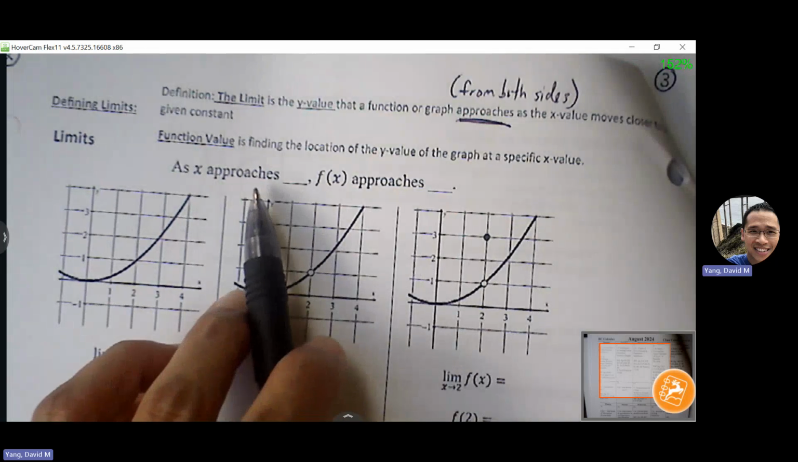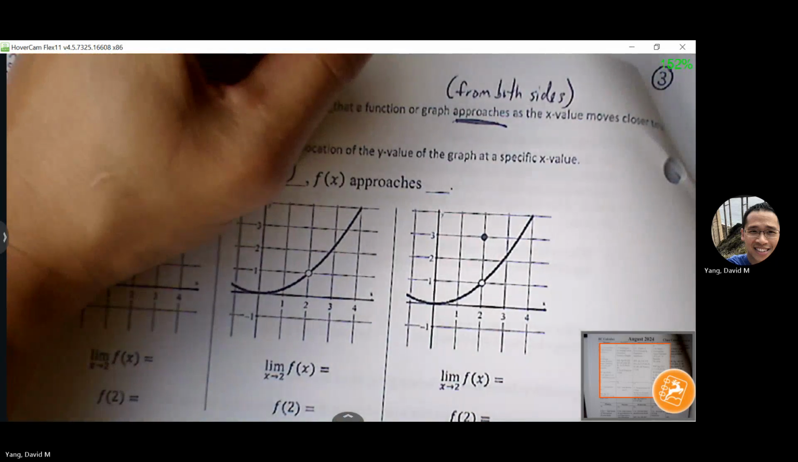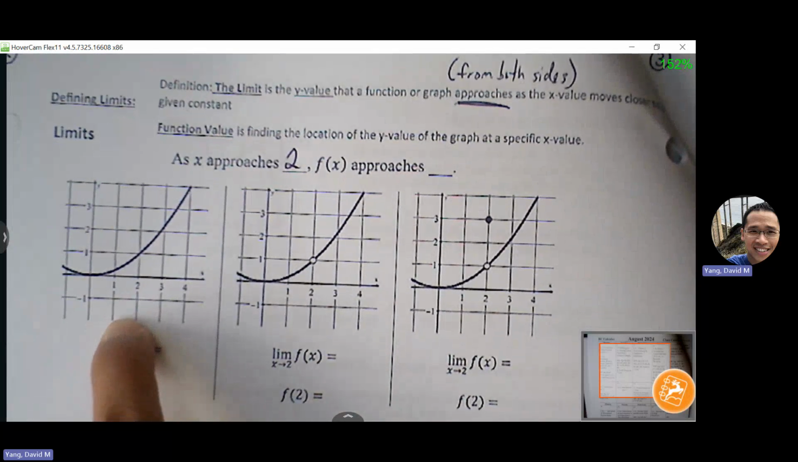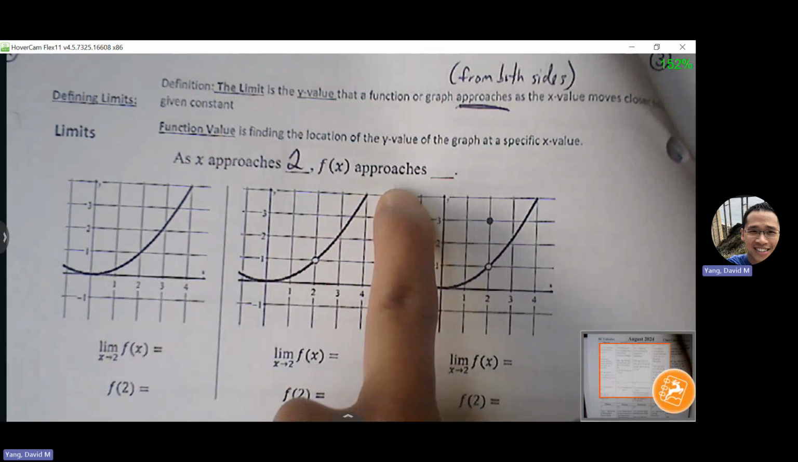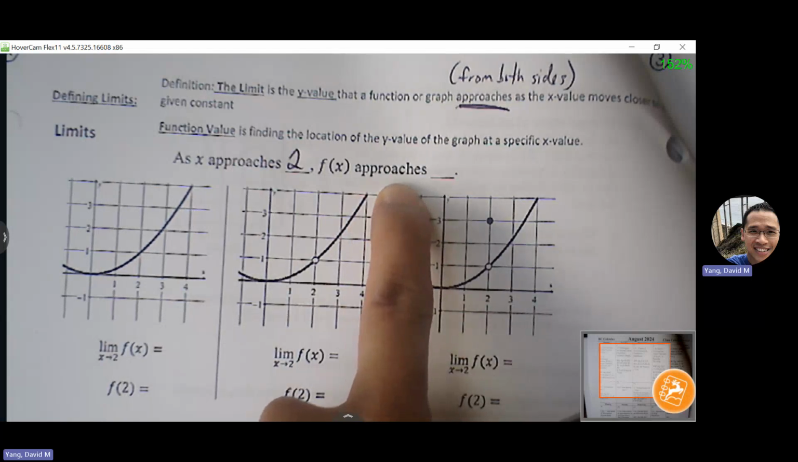So as x approaches 2, we're going to try this example here. As x approaches 2, then f of x approaches something. And we're going to try to figure out, is there a consistent movement towards the same y value?